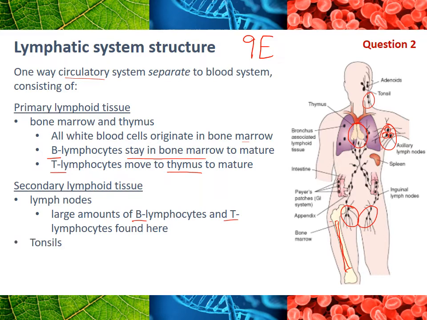The other secondary lymphoid tissues are the tonsils. If any of you have suffered from tonsillitis, you probably know them well. Some of you might have had your tonsils removed when you were younger. So that's another type of lymphoid tissue. And also the spleen, which is an organ found just in the chest cavity.